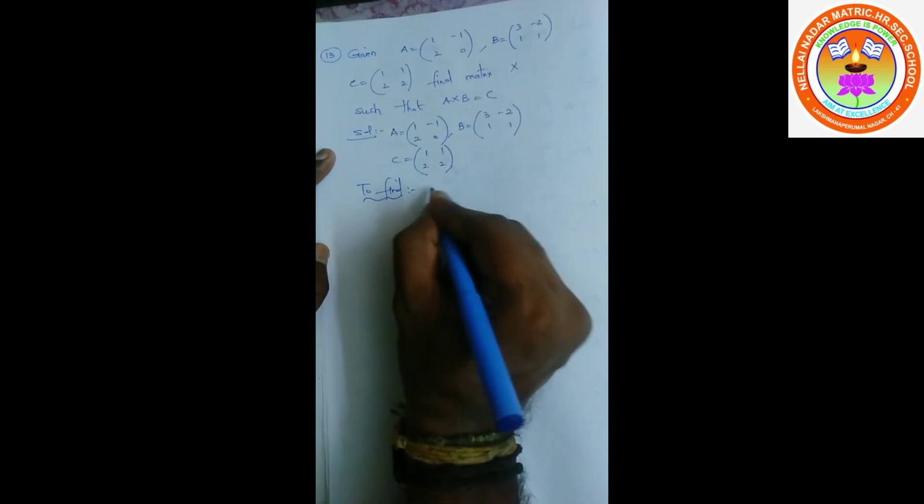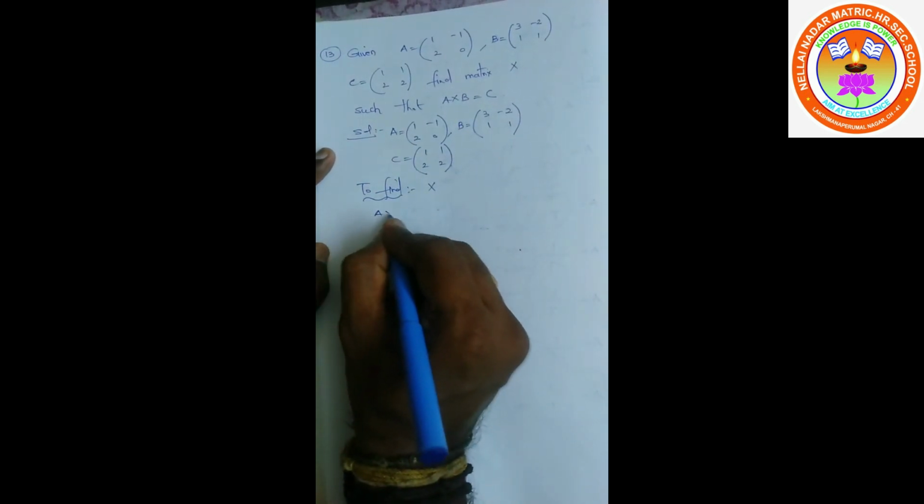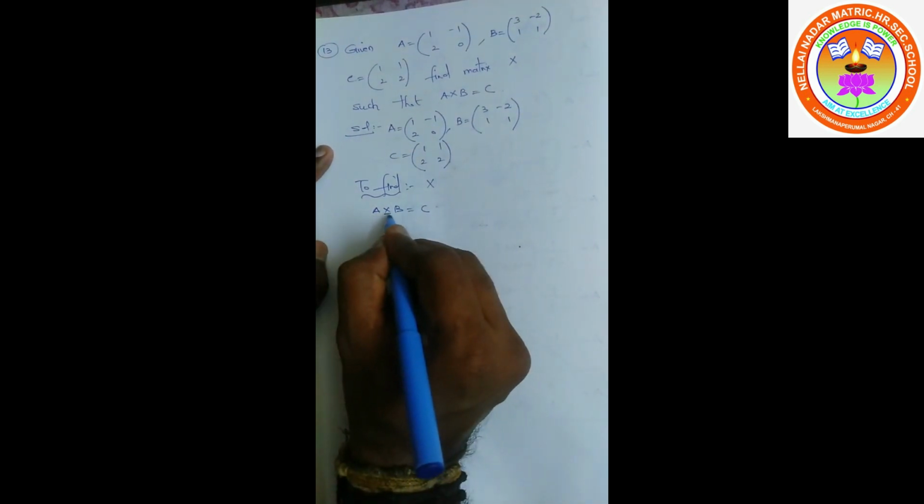To find X, first I will write what is given: I need to find X. The given is AXB is equal to C. Listen carefully.